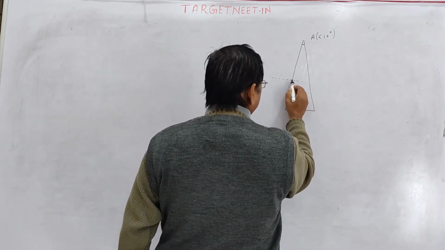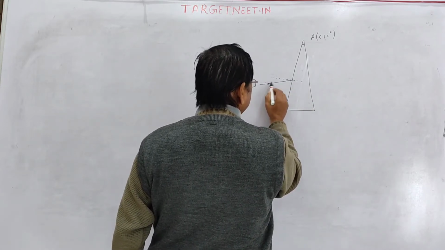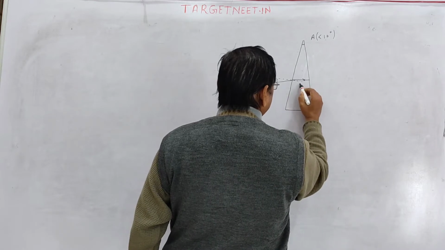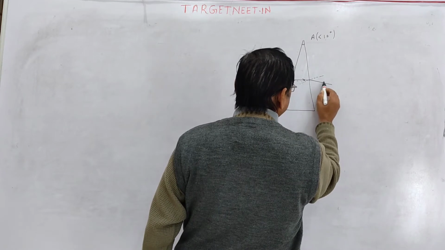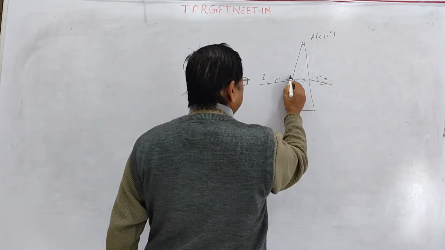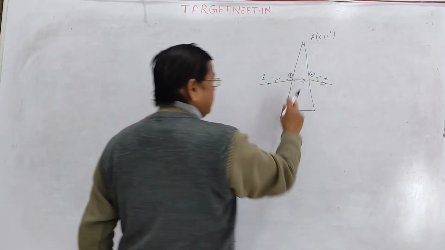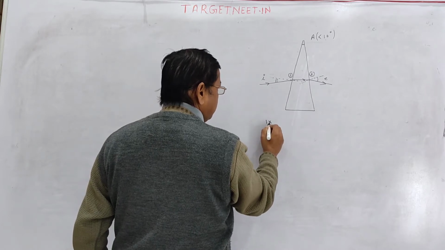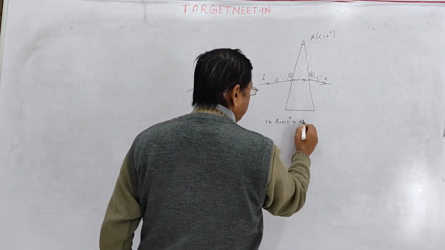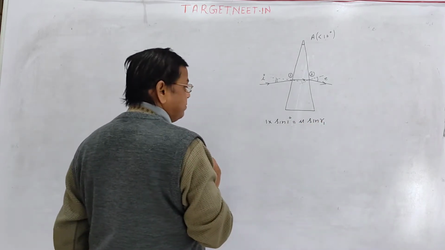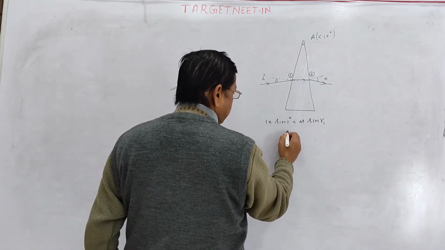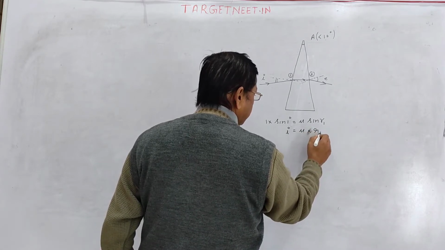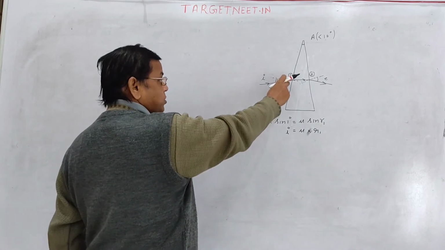Now, if angle of incidence is very small, means incidence is approximately normal. Emergence is also very small. Then applying Snell's law at point 1, I have to write 1 into sin I is equal to mu into sin R1. Angles are small, so sin I can be written as I, and sin R1 can be written as R1. So this is a relation we got from refraction at point 1.